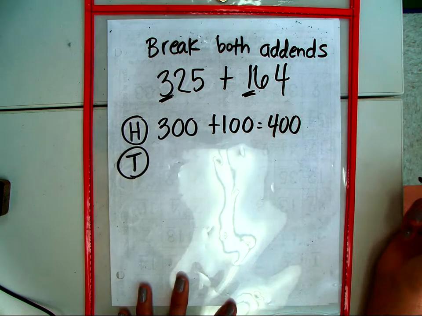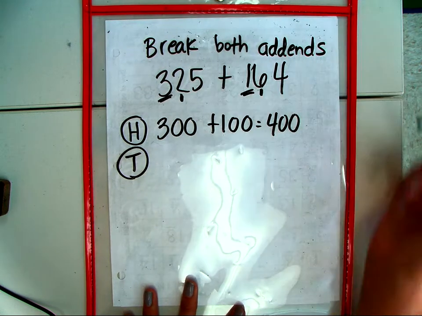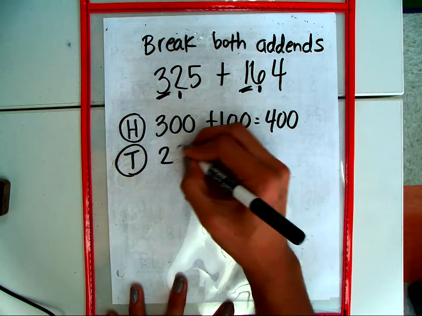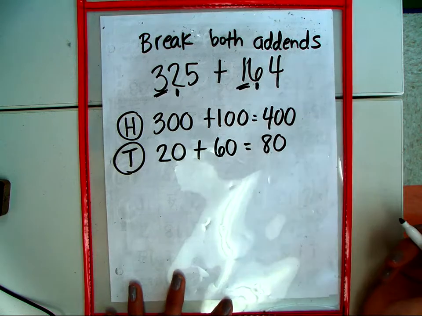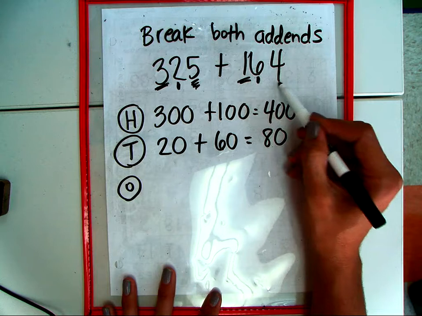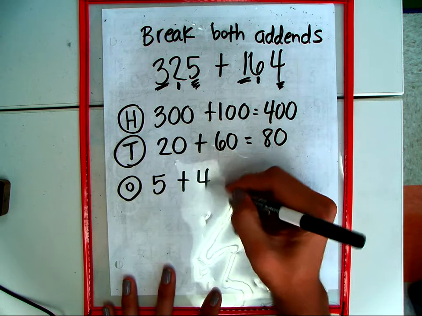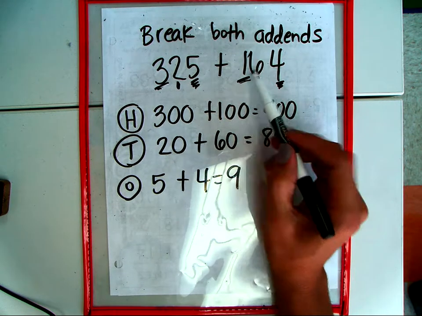I go to the tens place. 20 and 60. 20 plus 60 equals 80. I go to my ones place. 5 plus 4 equals 9. Now if you notice, I made a different symbol underneath of each place value.